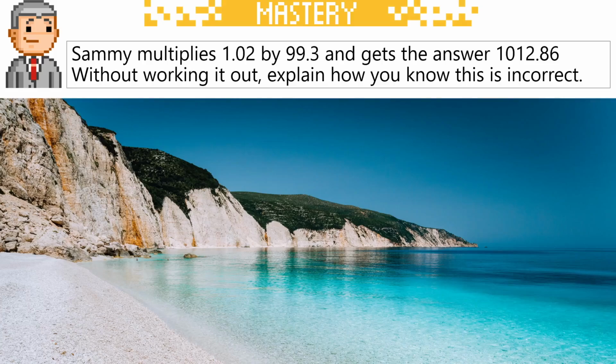Let's finish with this. Sammy multiplies 1.02 by 99.3 and gets the answer of 1012.86. Without working it out, explain how you know this is incorrect. If you know, write it in the comments below.